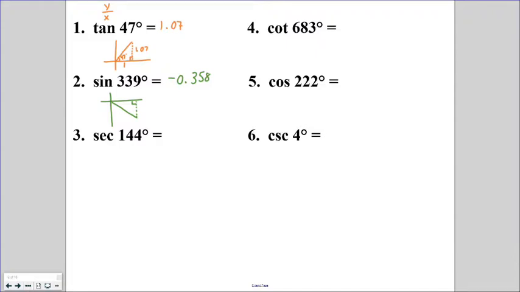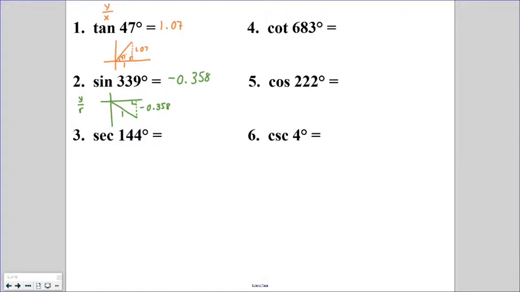Now sine is always y over r. So what would make the sine of this angle negative 0.358? Well, if the y value here was negative 0.358, and if the hypotenuse was 1. So this would be on the unit circle, right? We have a radius of 1 here. This would just be the point whose y-coordinate is negative 0.358.